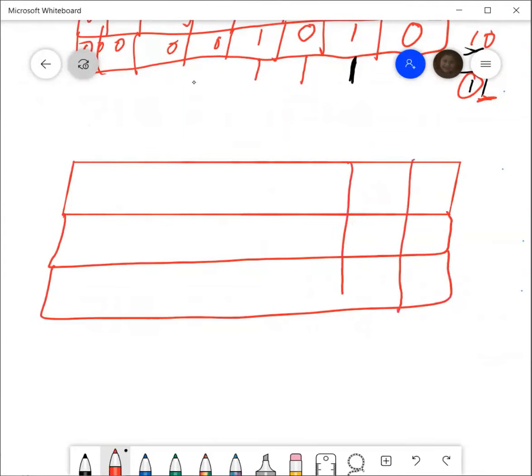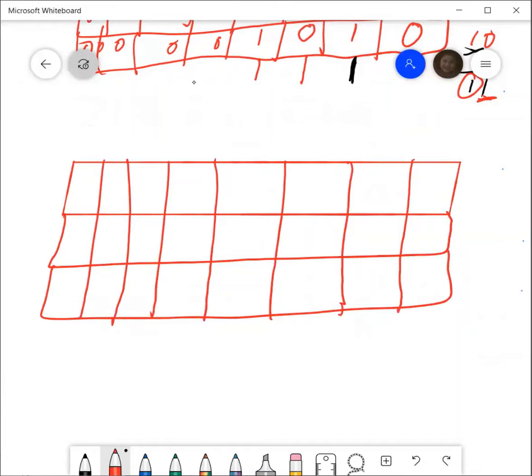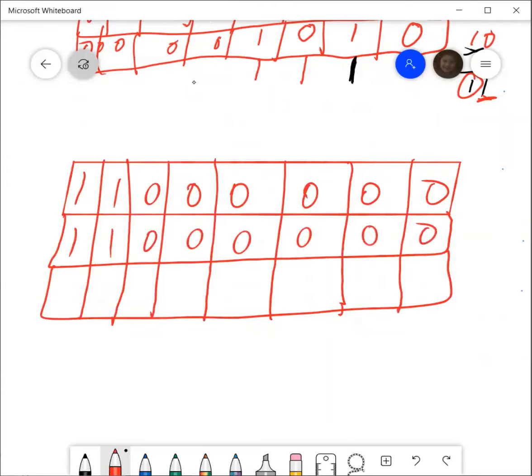1, 2, 3, 4, 5, 6, and 7. 1, 2, 3, 4, 5, 6, 7, 8. Okay. I have a number like this over here. Just I want to keep it as simple as possible. So 0, let me just put it, 0 + 0 is equals to 0, 0 + 0 is equals to 0, 0 + 0 is equals to 0, 0, 0, 0.